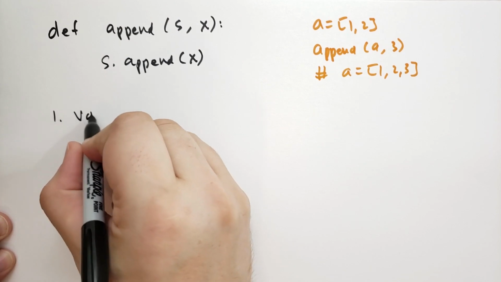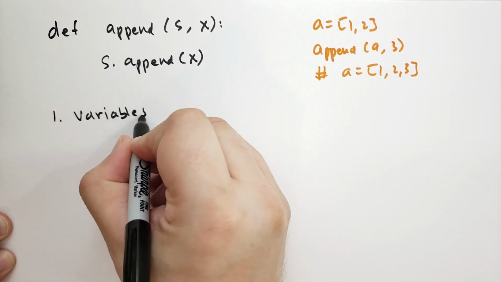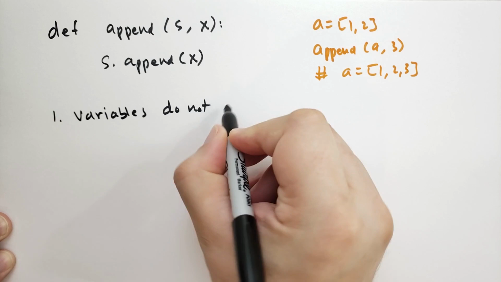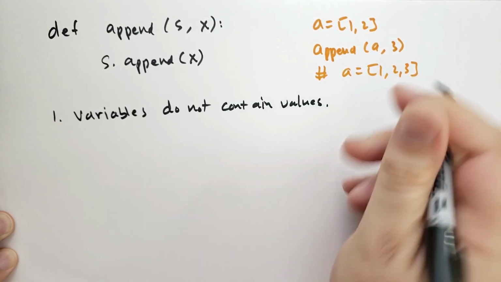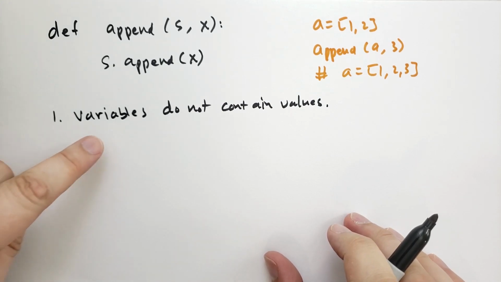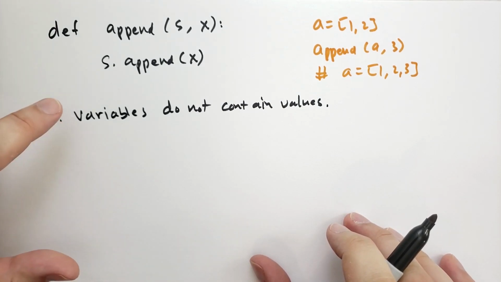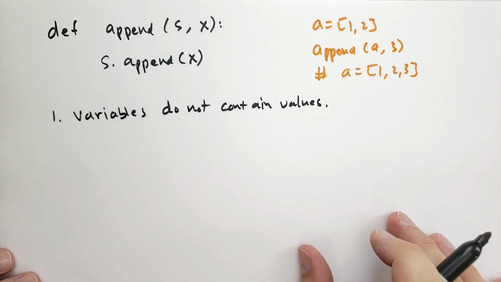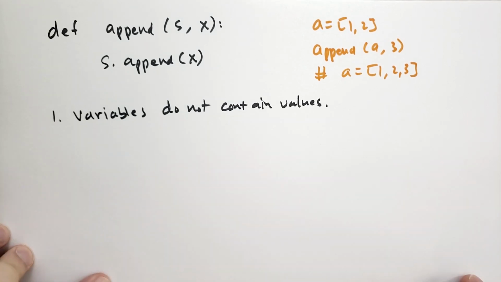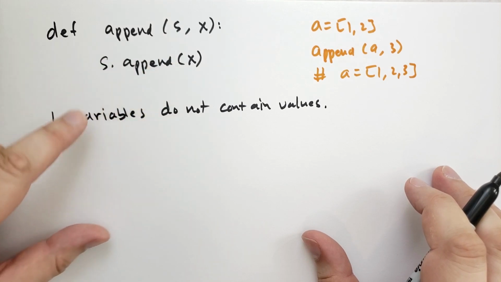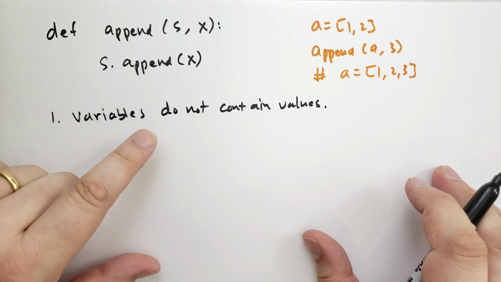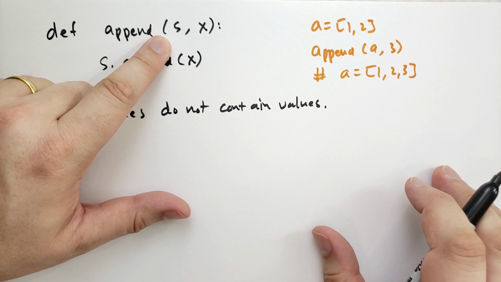Variables do not contain values. Variables, if they have a value at all, it's actually the location or a reference to, or if you're from the C, C++ world, it's a pointer to an actual object somewhere in memory. When you're passing a variable into a function, you're not actually passing the variable in, you're passing the thing that that variable references, right?